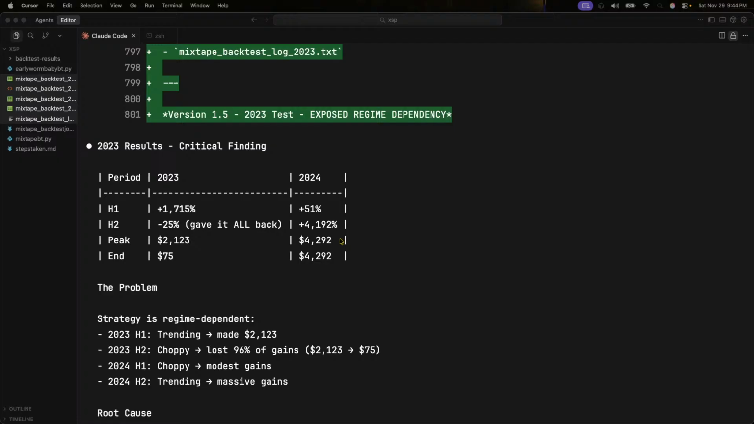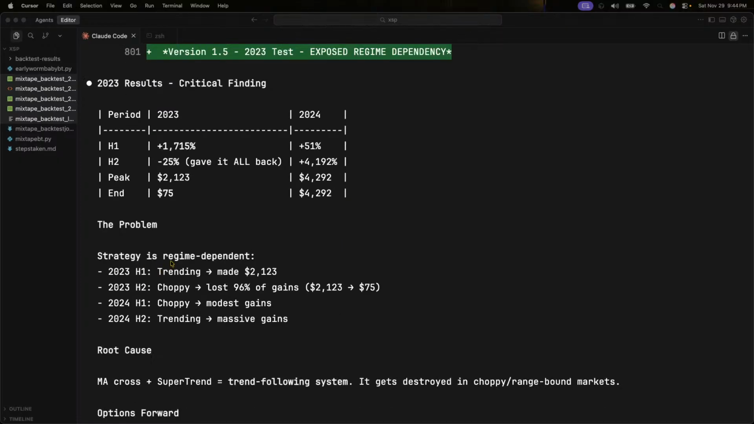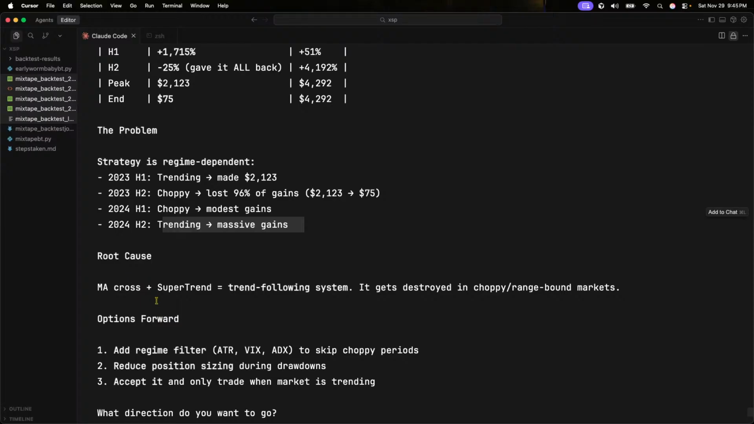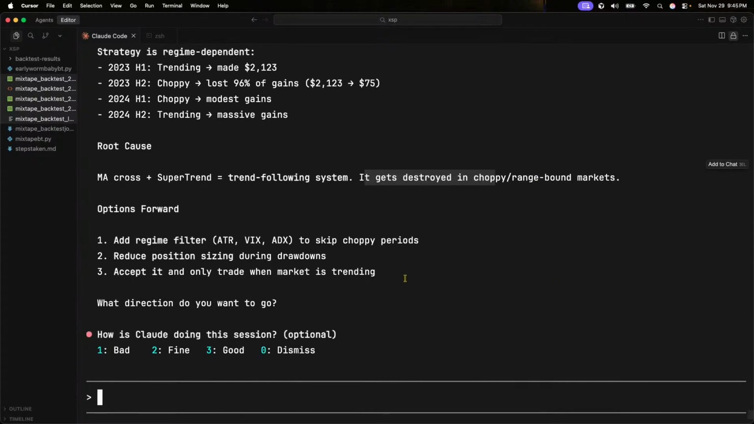I'm sorry. All right. Strategy is regime dependent, and that's what I like. There's a few different types of strategies, right? So let me just shut up and keep reviewing. H1 trending made 2,100. H2 choppy lost 9,600. H1 choppy, modest gain; trending, massive gain. So moving average plus SuperTrend equals a trend following system. It gets destroyed in choppy, range-bound markets.